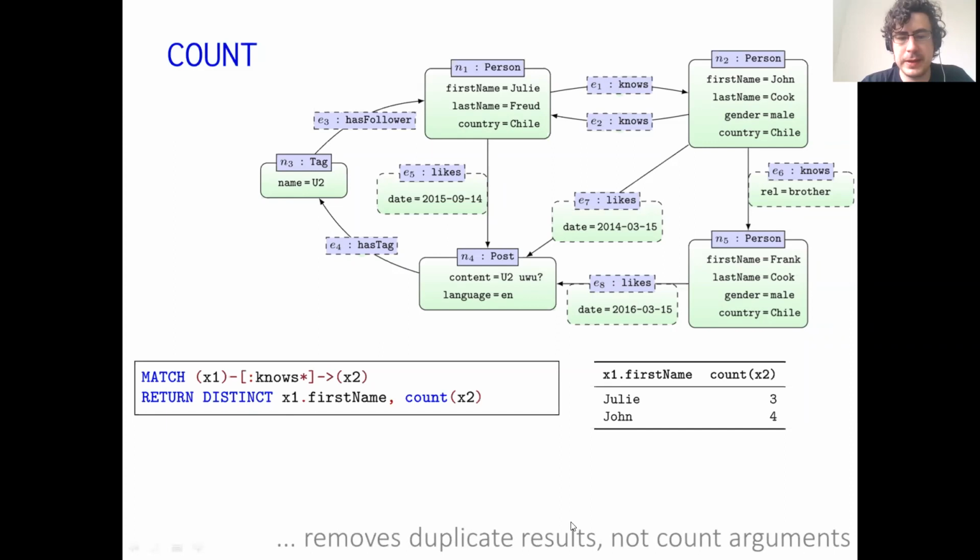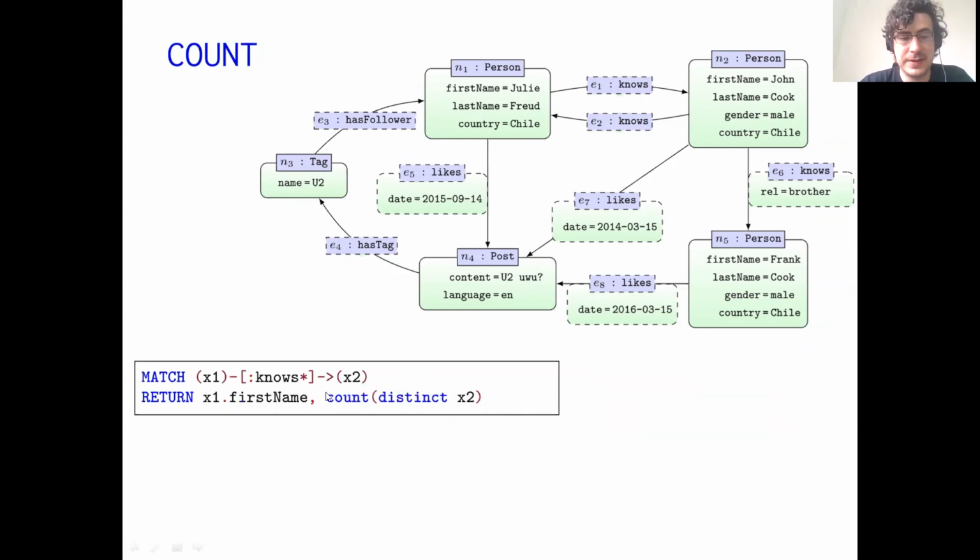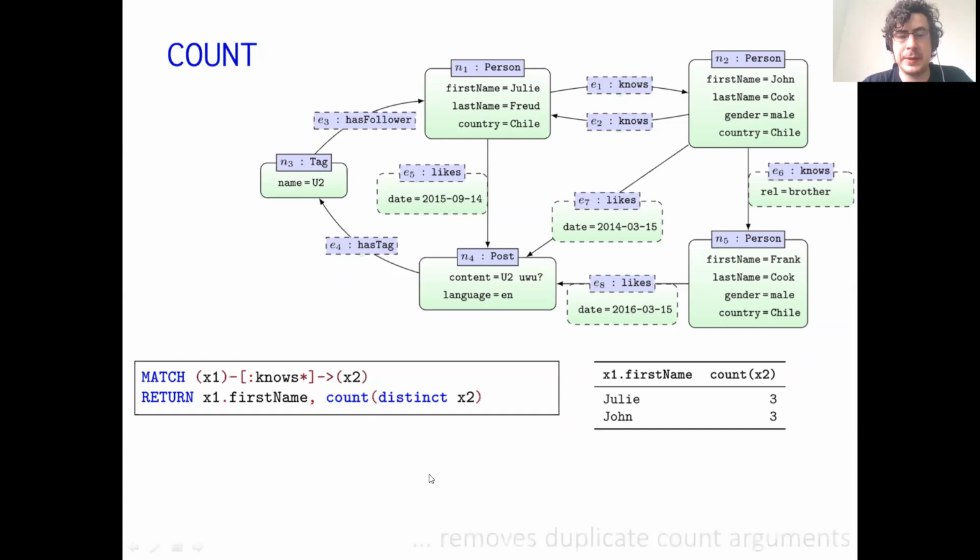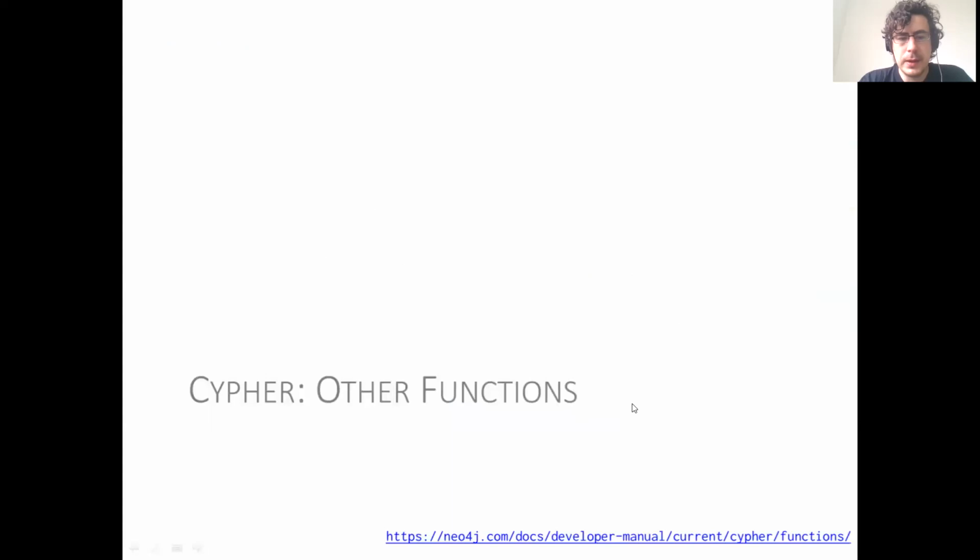So in this case, we remove the duplicate results with distinct, right? But we do not remove the duplicate count arguments here. So we compute these results and then we remove the duplicates, but we see there are no duplicates. So if we want to count distinct values, we have to put it inside, much like in SQL, the distinct keyword inside the count function. And in this case, we would expect Julie to have 3 and John to have 3. So this would remove the duplicate count arguments. So that was an example of aggregation.